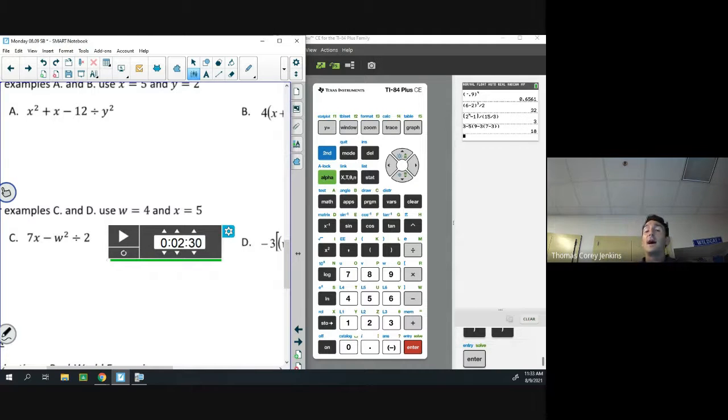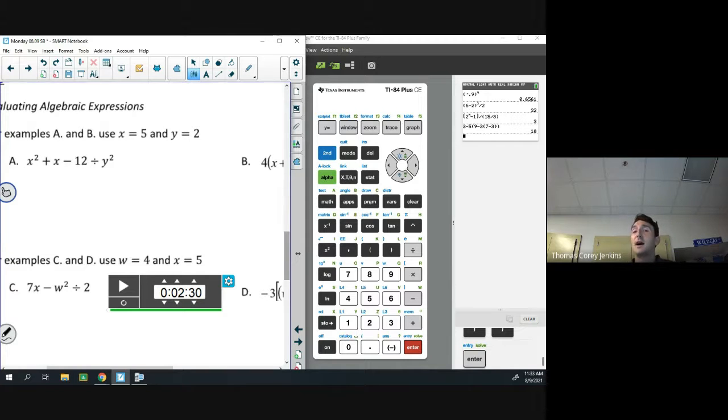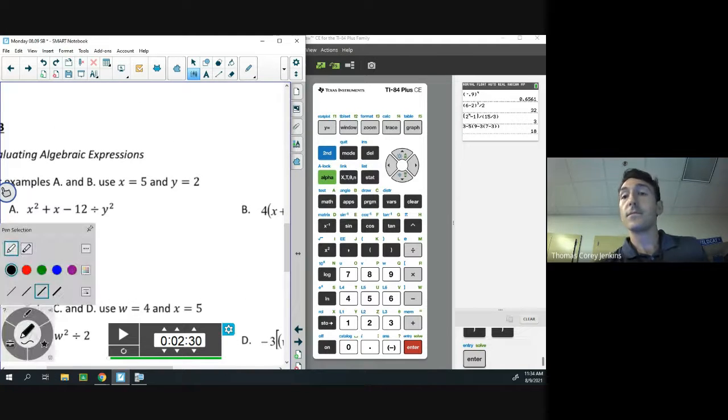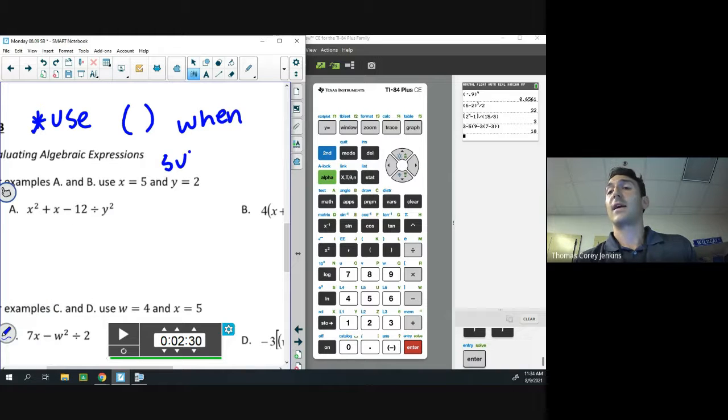You'll also have some examples like this that have some variables in them. What we want to do here is substitute and then evaluate. I would remind yourself or write this down, I want everybody to do this: use parentheses when subbing. When you make a substitution in for a variable, I want to see those in parentheses.